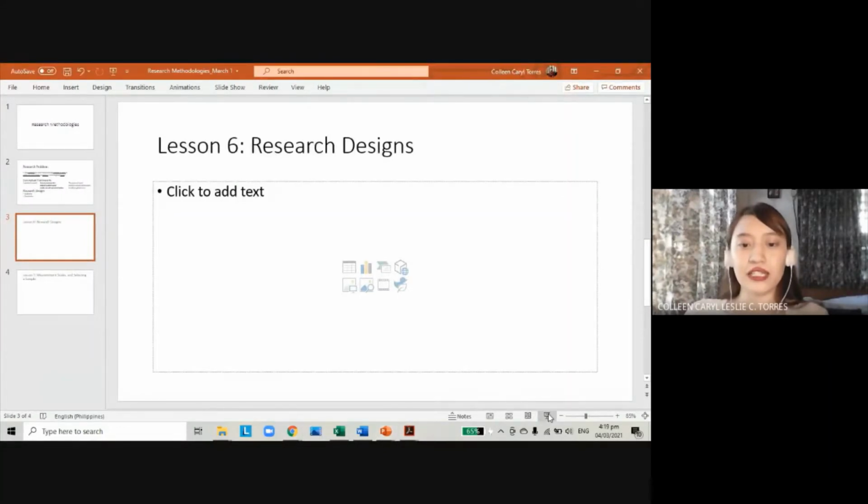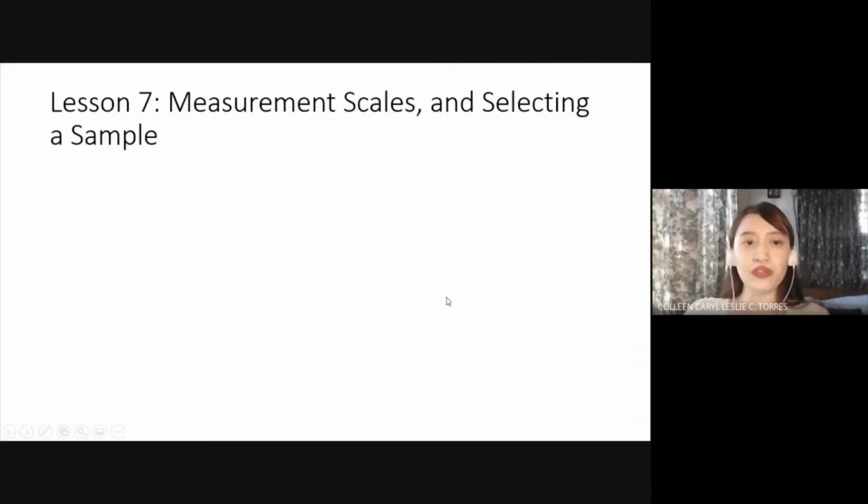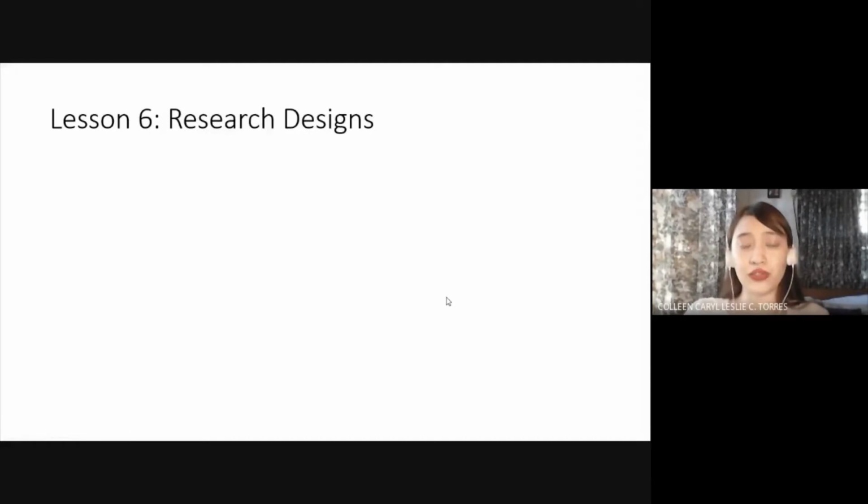That is the lesson. I will just refer to the page numbers in the book for today on these lessons, but basically that would be the coverage for today. So let's start off with lesson 6, or rather we're just going to continue with the discussion on research designs.